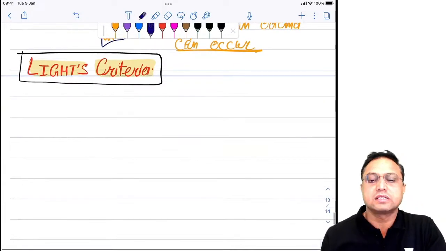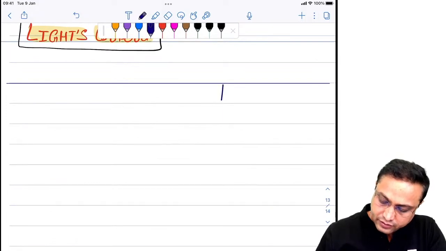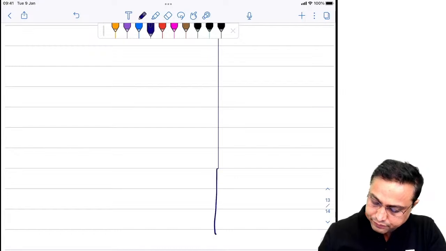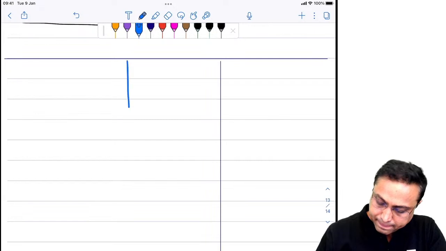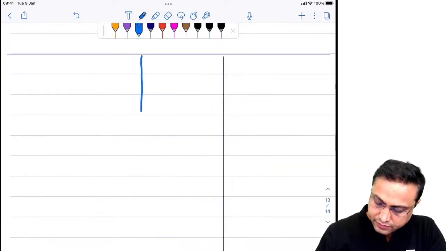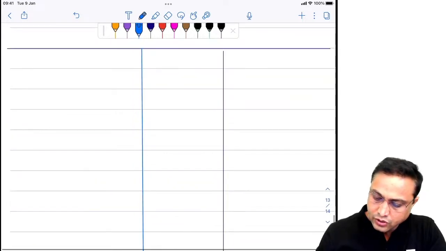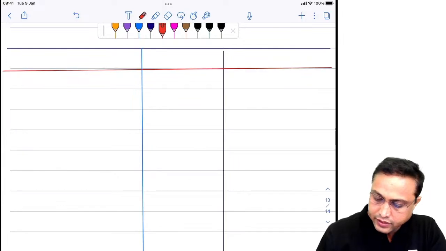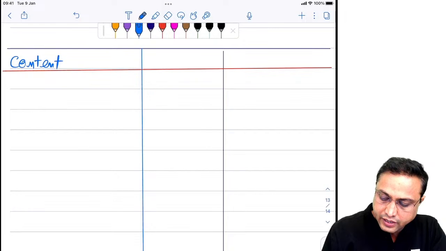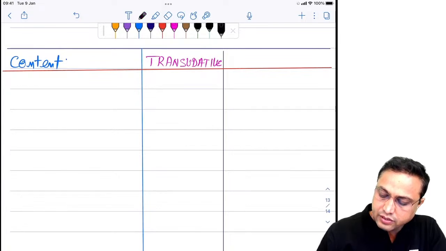So what they have told us is how to segregate pleural effusion into two parts, transudative and exudative. So let's talk about this. Just let me make a table. On one side we have the content, what we have to look for, and here I am going to write what you are going to see in a transudative pleural effusion, and here an exudative type of pleural effusion.